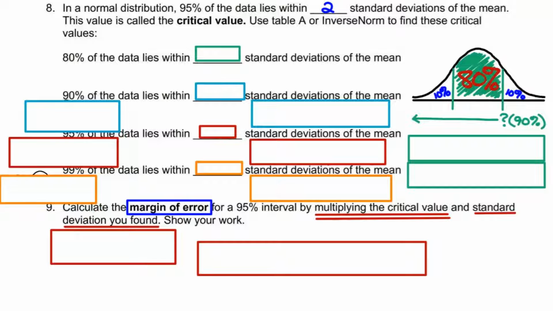So what I'm going to type into my calculator is inverse norm, and then inside parentheses, we're going to put 0.90, and then hit enter. That's it. What'd you get? 1.282 if you take it out to 3 places, or 1.28.